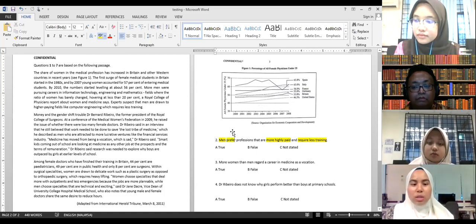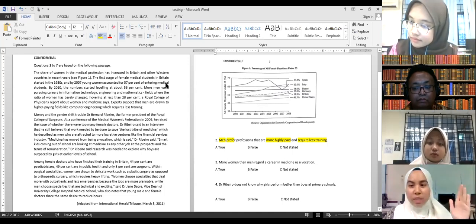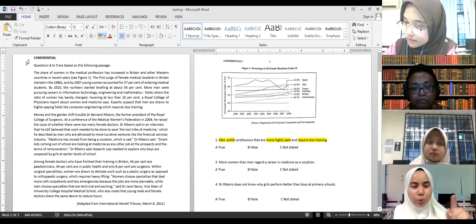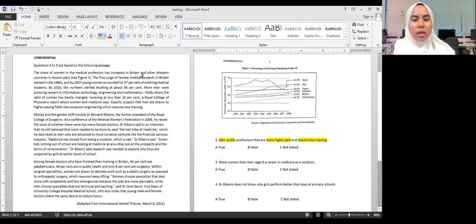So, okay. After I've highlighted the keywords, what I need to do is scan the passage, as I mentioned earlier to you. When I scan the text, I need to scan for the keywords that I've highlighted. So I've highlighted here men. I can find the word men in paragraph 1, so I'm going to highlight it here. And since I've highlighted more highly paid, I also find the word higher here, higher paying fields.